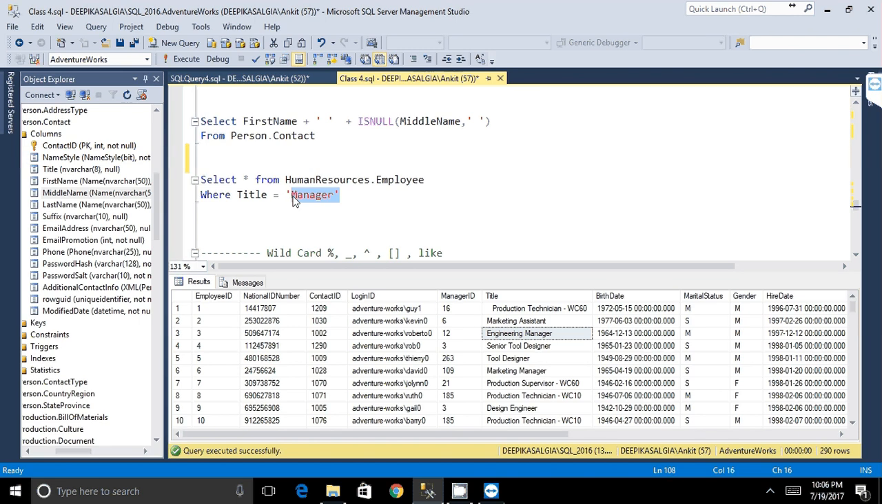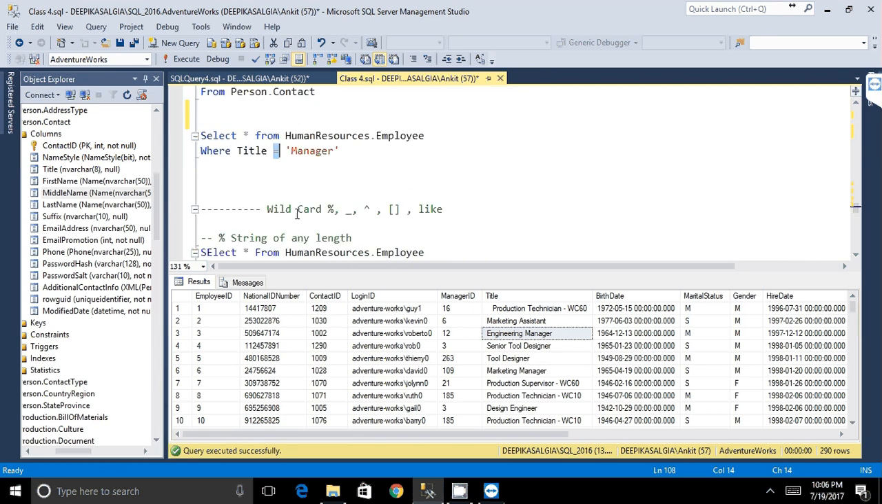Now what would you do if you have to get these kinds of things, if you have to get the titles with manager? You use wildcard operators to search where it does not exactly match, but is similar. So the wildcard is used to do a similar search. It doesn't have to be exact. These are the operators that we're going to use in the wildcard, and instead of equal to, we're going to use like.